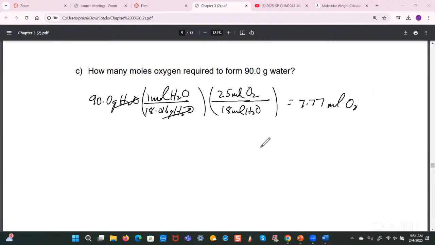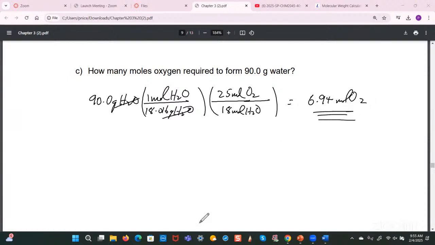So this is not quite correct. Let me do it one more time, just to be sure. So this is not right. Answer should be 6.94 moles of O2.